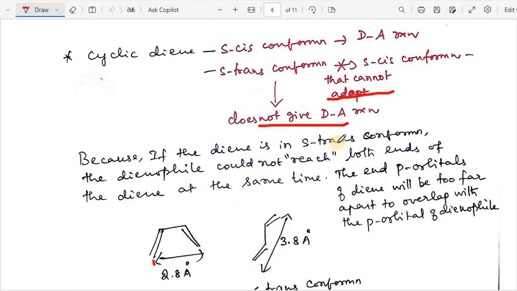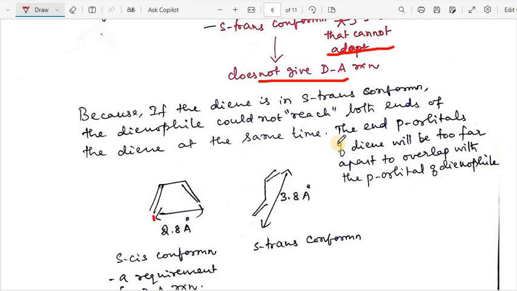And if the diene is in S-trans conformation, what is the reason? It does not have the capability to undergo Diels-Alder reaction because the dienophile cannot reach both ends. See here, if it has S-trans conformation, this is one end of the diene, this is another end of the diene. How can the dienophile approach this? It cannot reach both ends at the same time. If it has S-cis conformation, the dienophile will reach directly and form the Diels-Alder adduct.